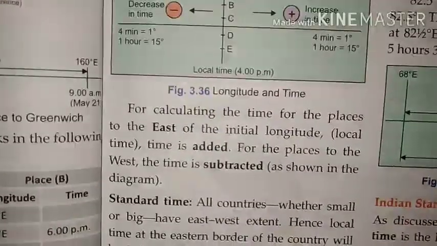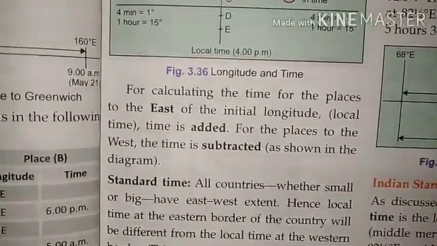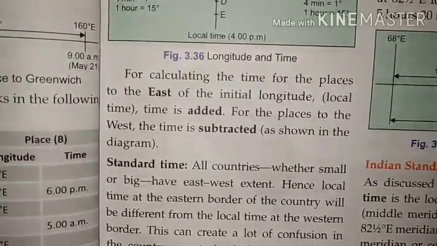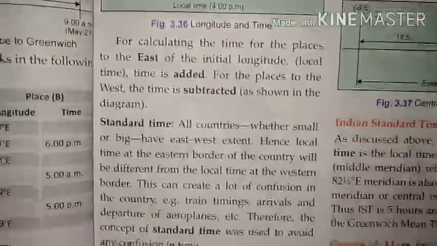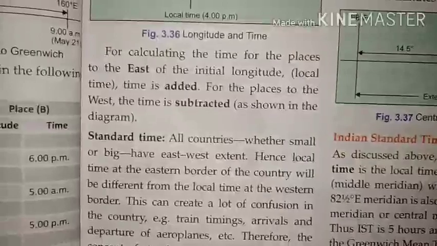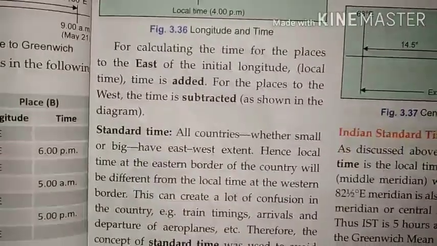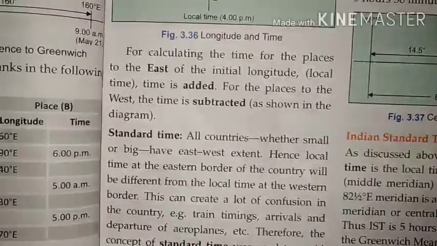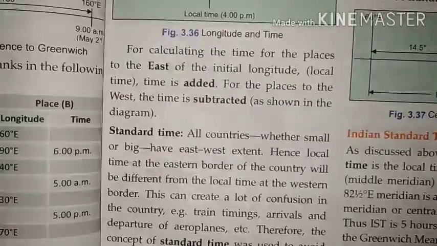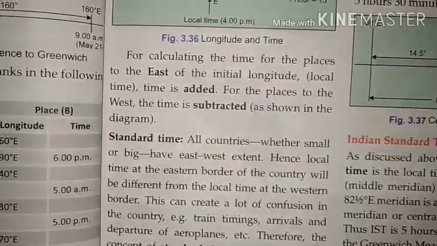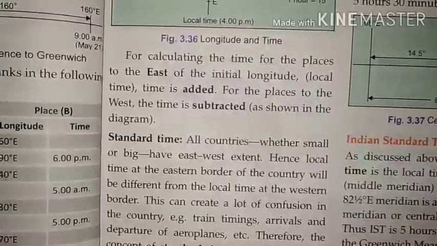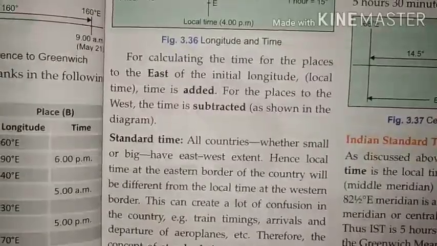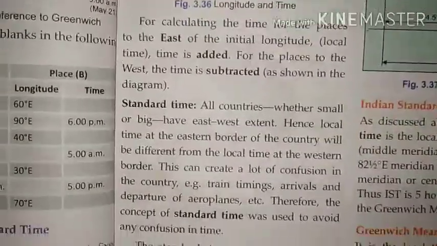For calculating the time for the places to the east of the initial longitude, local time is added. For the places to the west, the time is subtracted, as shown in the diagram. So if a longitude is given and you are moving towards another longitude, if you are moving towards the east, the time is added, and if you are moving towards the west, the time is subtracted. So that has to be followed.